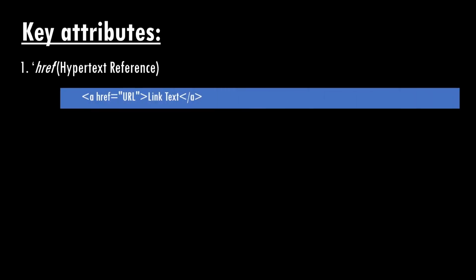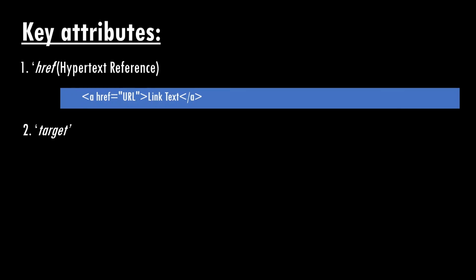Key attributes. We have learned what attributes are. Attributes give some additional information about tags. Href, or hypertext reference, specifies the URL of the page or resource the link goes to. Here is the syntax.